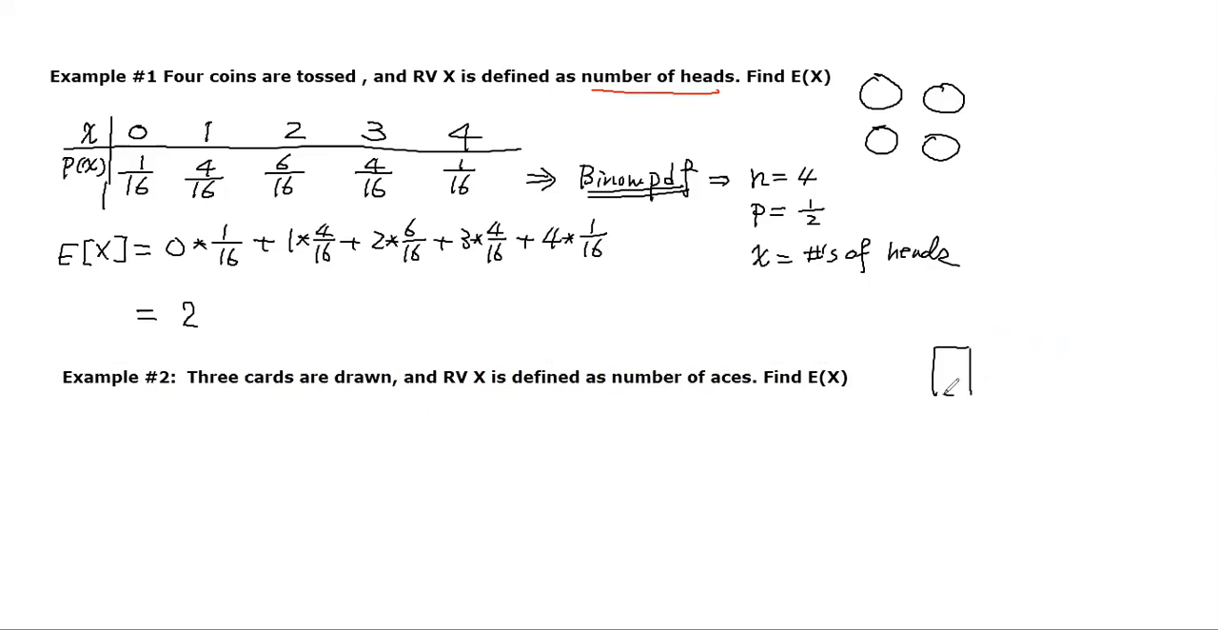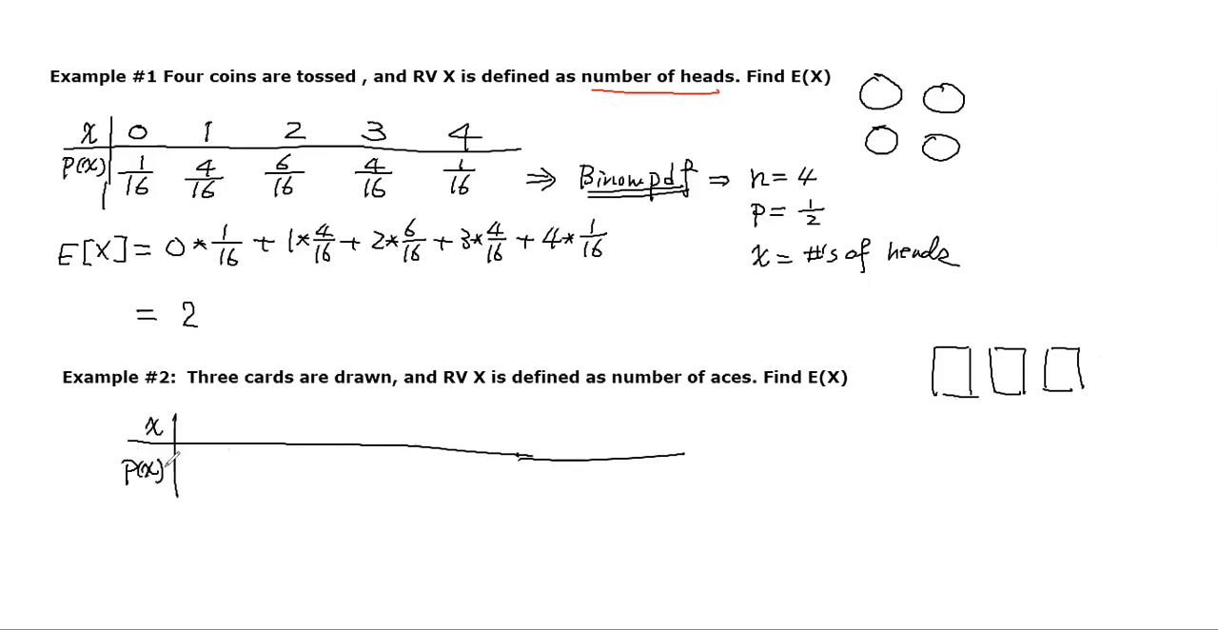So like if you draw 3 cards here, and the random variable x is defined as the number of aces. So now let's take a look at this problem here. Here, this is the x, this is the p(x), right? All right, and now I have 3 cards. So the number of aces could be 0, could be 1 ace, could be 2 aces, or all 3 cards are aces. Okay, so now what I need to find, right?